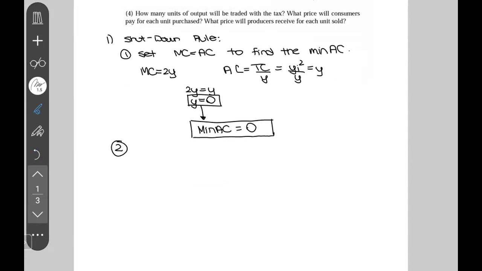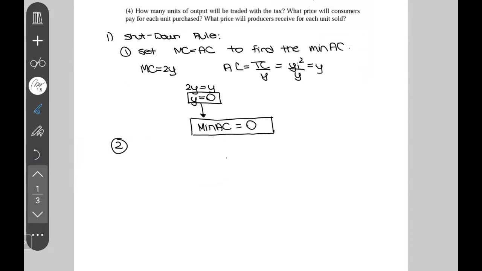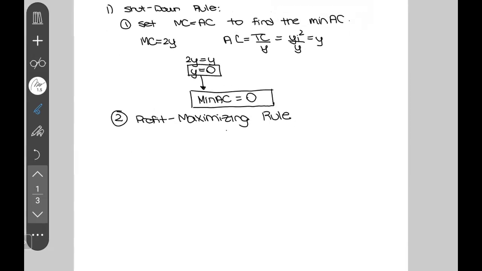Usually that's not the case, so usually we would get something like, I don't know, 10, and then we would say that we only produce if the price is greater or equal to 10. Then you have to consider that obviously every firm wants to maximize its profit, so now we need the profit maximizing rule, which is the same regardless of the type of firm that you are dealing with. Like for perfect competition or monopolies, it's the same. We have to set the marginal revenue equal to the marginal cost.